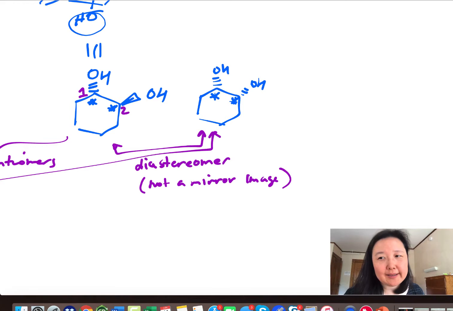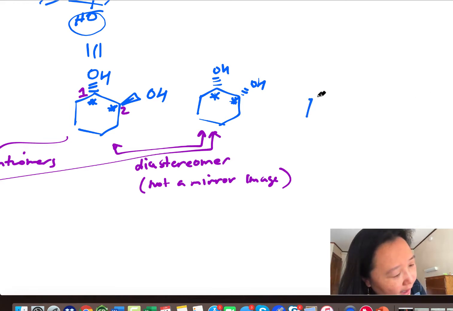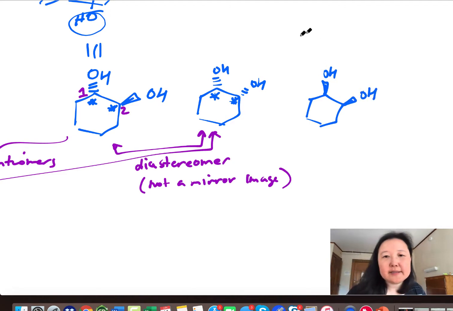There's one more stereoisomer that I want to show you as well, and that's this one. So you might think that these two are enantiomers of each other because we have inversion at both stereogenic centers. But do you guys know that actually these two molecules are the same?